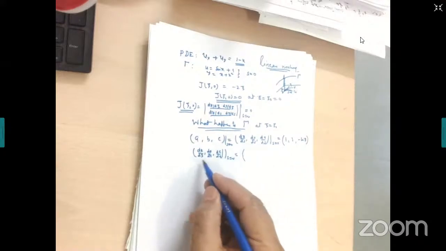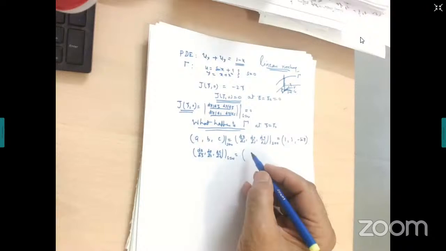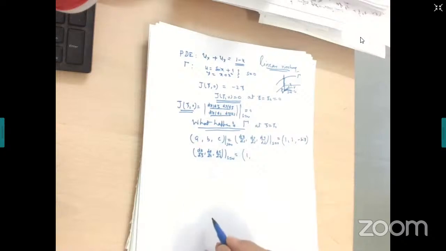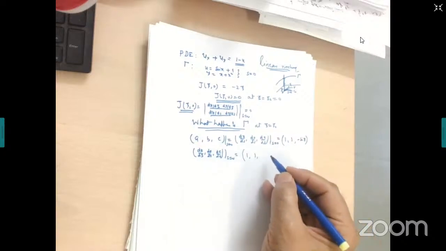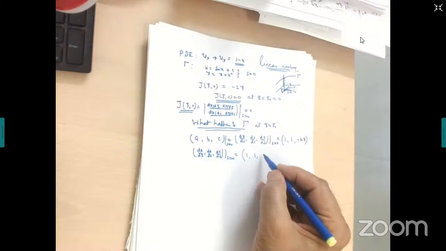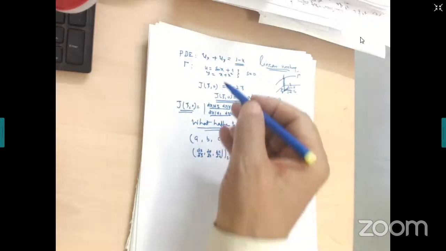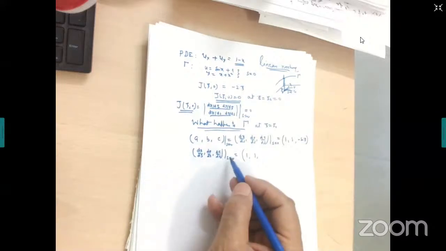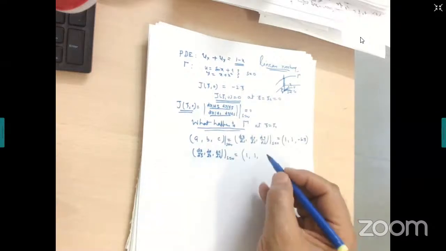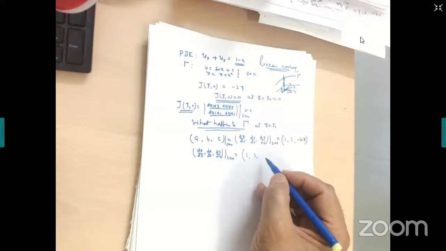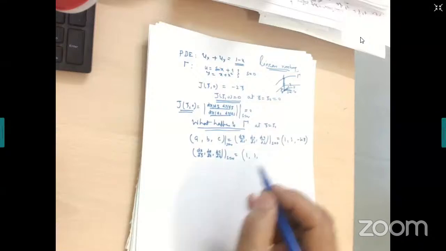Tell me quickly, what is this vector? dx d xi, that is 1. Okay. All right. dy d xi will be 1 plus 2 xi. Yes. Are you sure? Let me write.